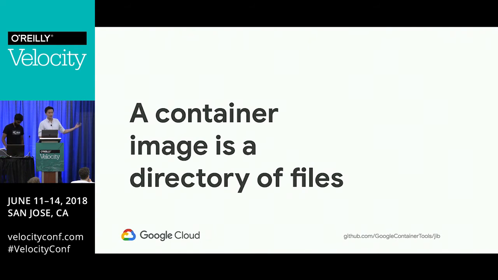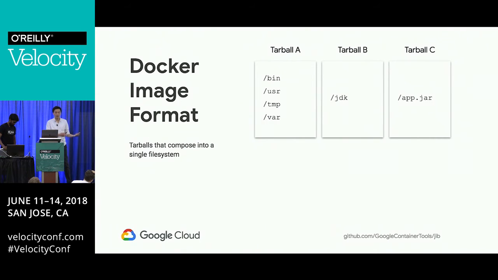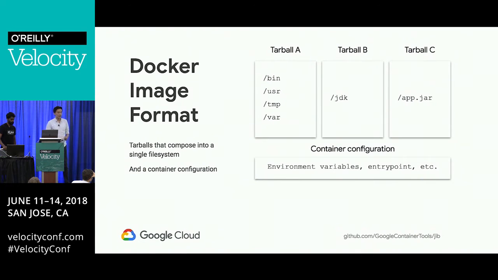Well, first, it helps to understand what a container image is. A container image is just a directory of files. And in the Docker image format, this directory of files is split up into layers, each represented as tarballs. And these tarballs compose into the actual file system for the container. And in this format, there's also a container configuration, including things such as environment variables, entry points, volume mounts, exposed ports, things for when you're actually running a container.